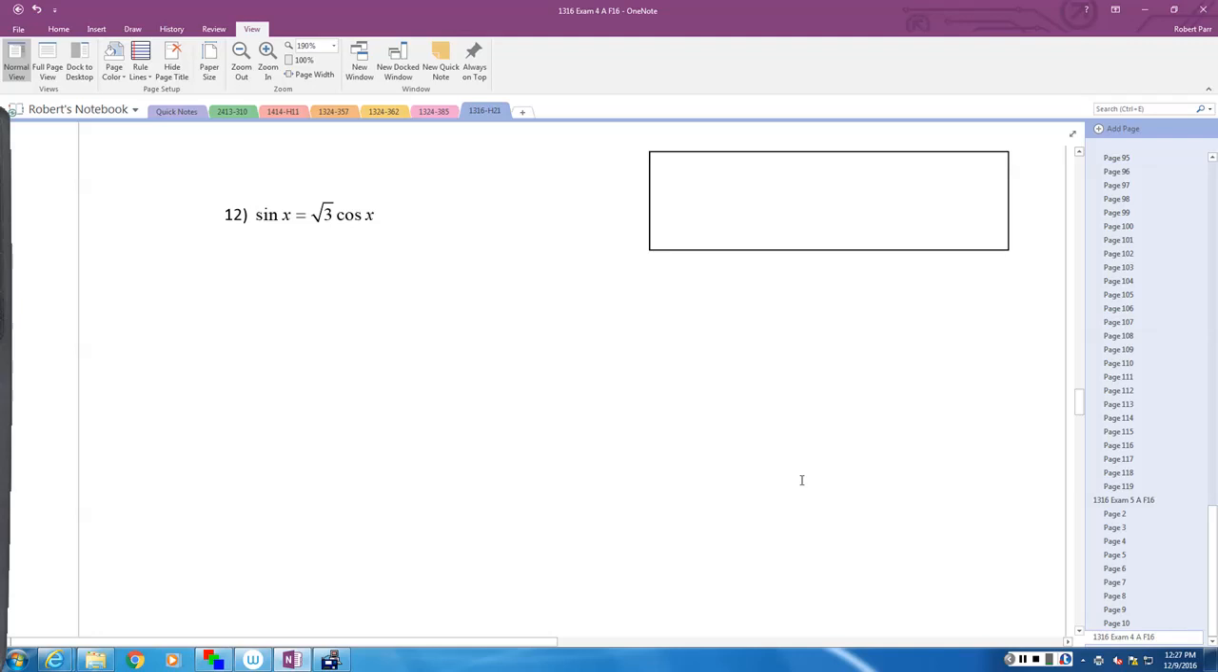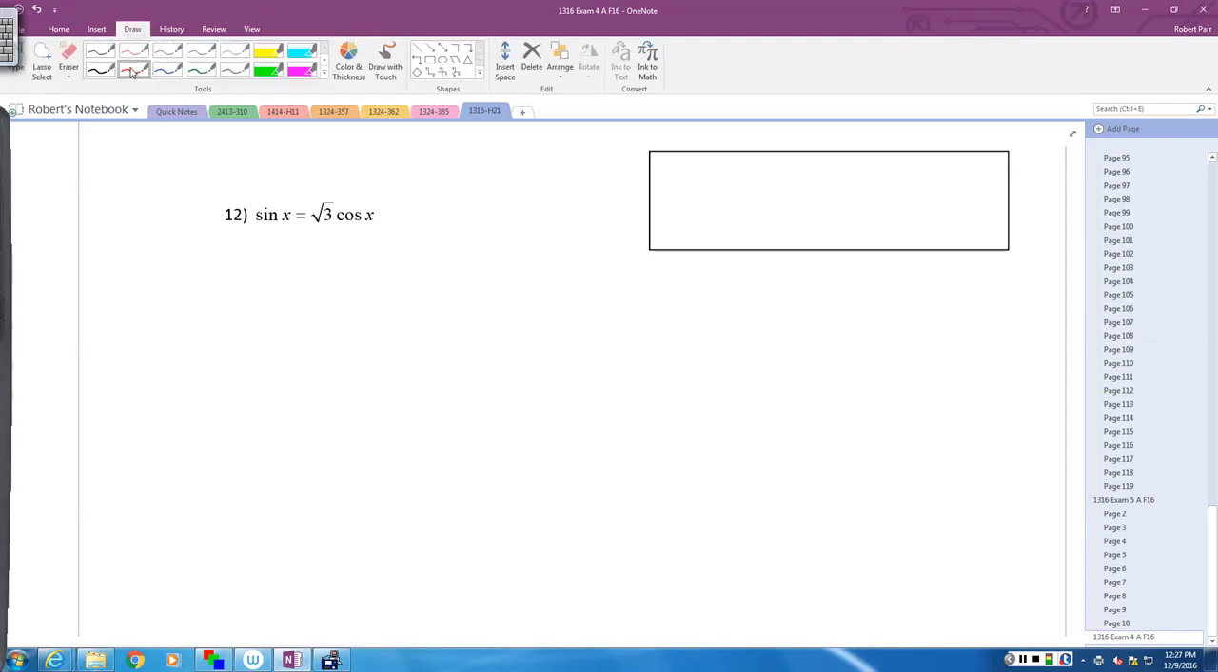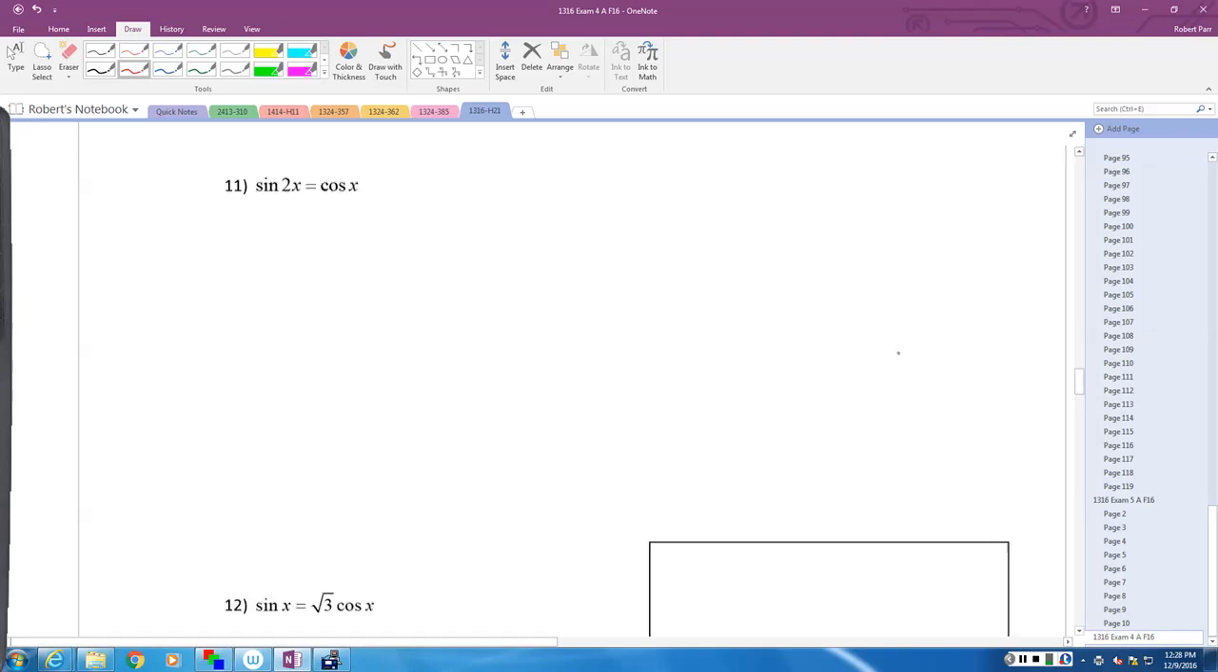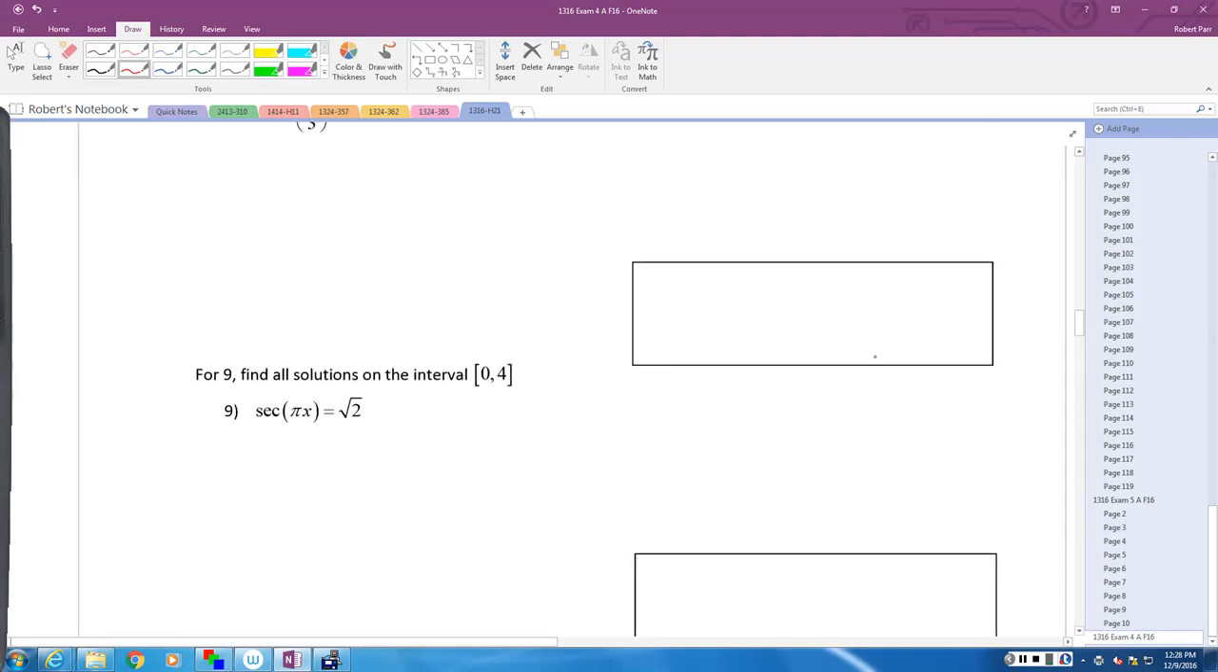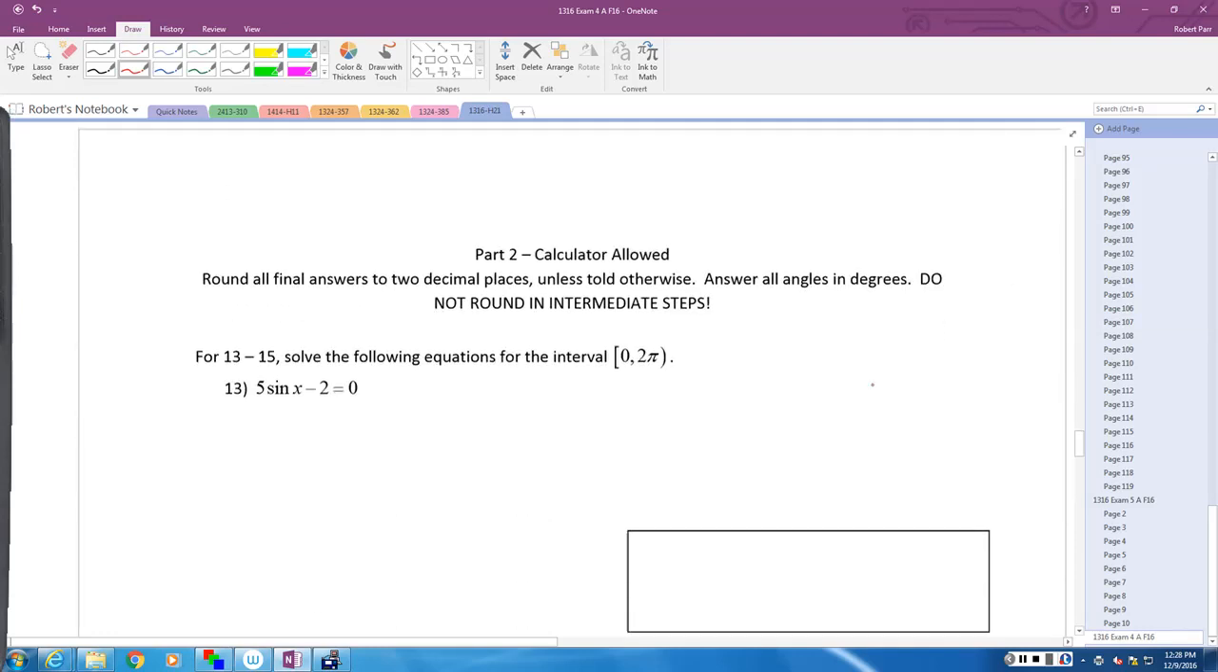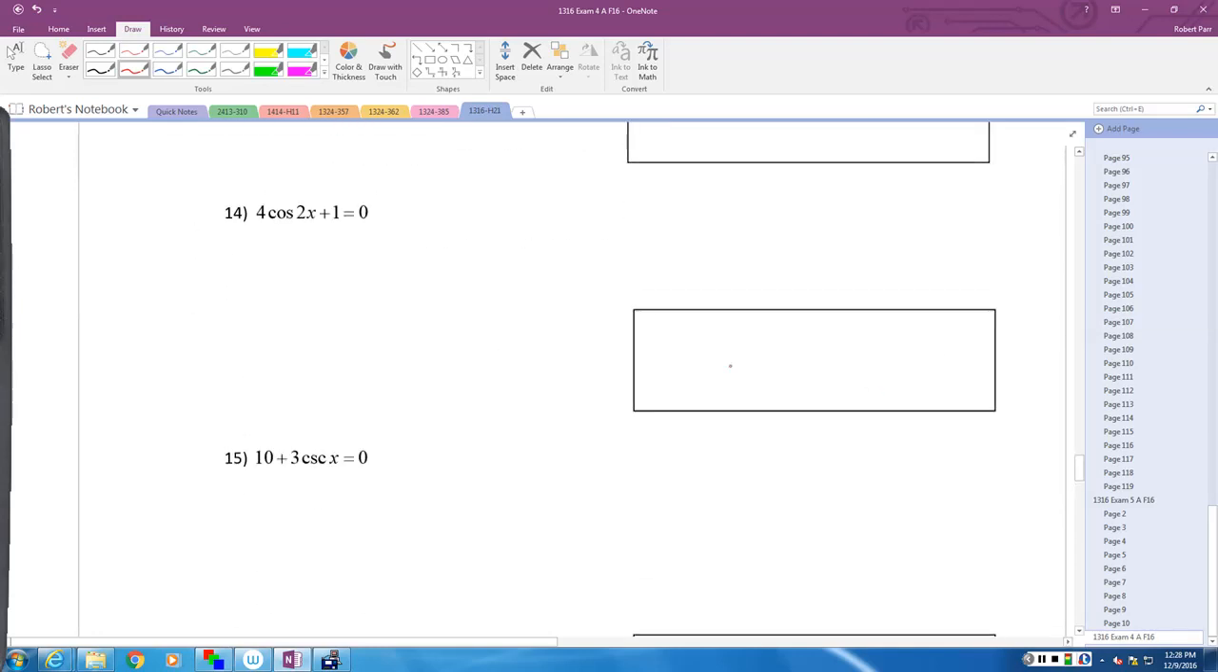If I just see sine and cosine all by themselves, that's a big hint to me that I'm going to try to make this into tangent or cotangent. To finish up that thought. Can you look at the workout problems, 14 to 15? On the calculator part? Yeah.